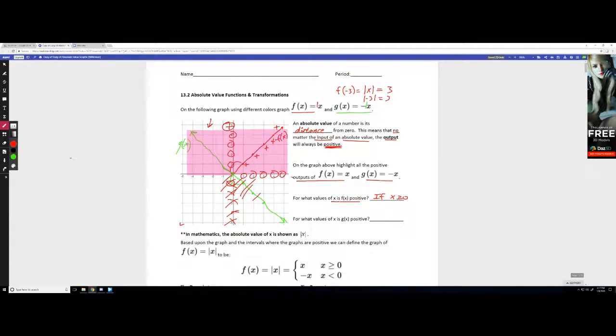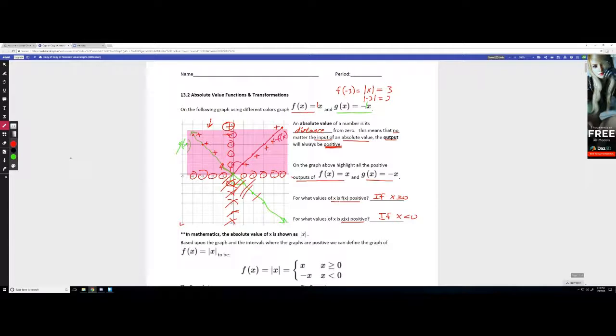Okay, that occurs. Now for g of x being positive, we already talked about 0 for f of x, but if you plug in -1 for g of x, you get a positive, +1. You plug in a -2, you get a +2. Plug in a -3, and out comes a +3. Plug in -4, out comes a +4. So it looks like if x is less than 0, you get a whole bunch of positive numbers.